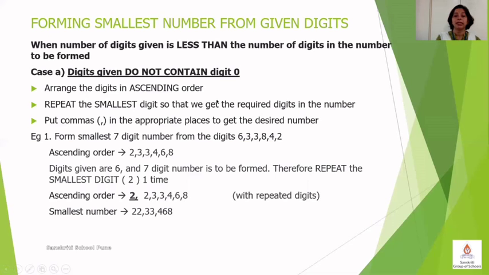So now let's apply these steps in the example. In the first example, we are forming a smallest 7-digit number. And the digits given are 6, 3, 3, 8, 4, 2. That is, we have 6 digits and we have to form a 7-digit number. In the first step, we will arrange the digits in ascending order. In the next step, what are we going to do? We are going to repeat the smallest digit.